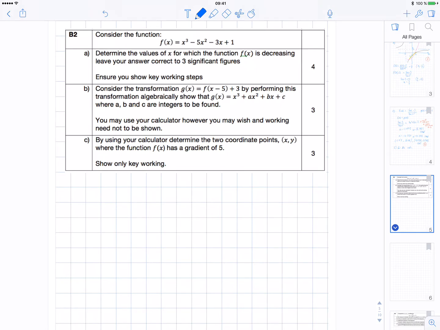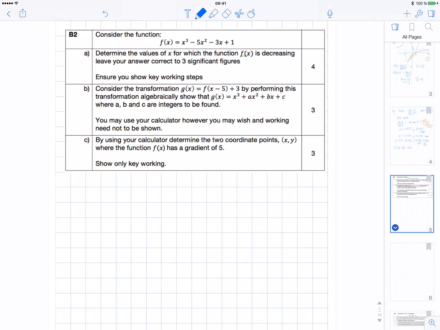Now moving on to B2, part A: determine the values of x for which the function f of x is decreasing. It means when the gradient is negative. What we need to do is find the turning points and show key working steps. So we're going to find the turning points of the graph, and I'm going to do a very quick sketch.